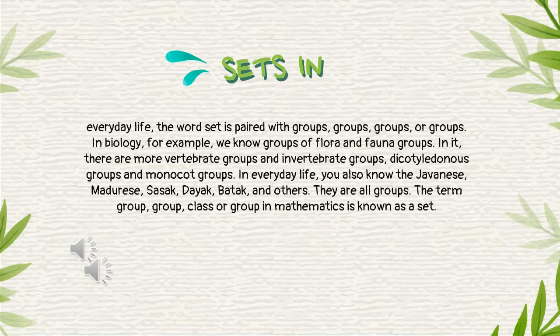Set. In everyday life, the word set is identified with groups. In biology, for example, we know groups of flora and fauna. In it, there are the vertebrate group and invertebrate group, the dicotyledonous group and monocot group. In everyday life, you also know the Javanese, Madurese, Sasak, Dayak, Batak, and others. They are all groups. The term group, class, or collection is known in mathematics as a set.